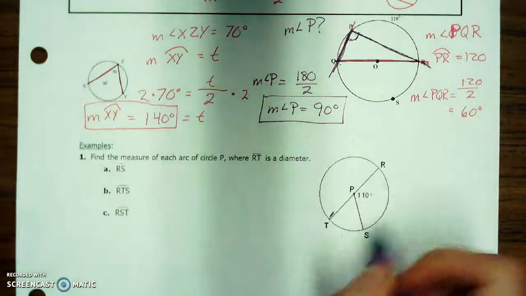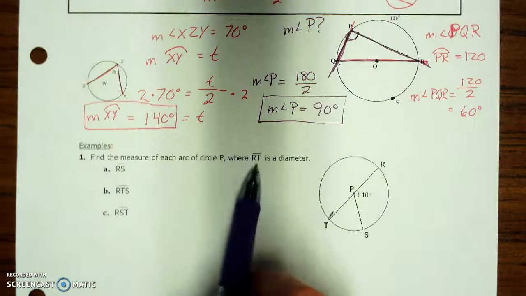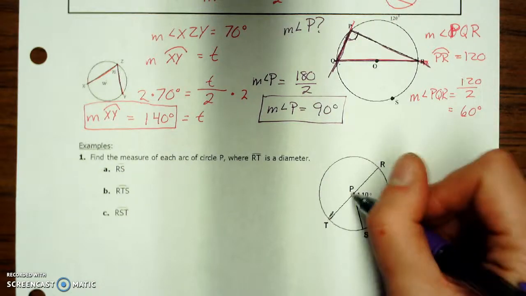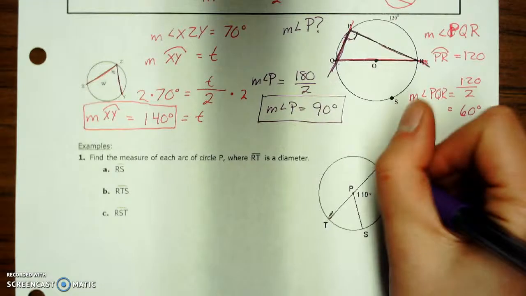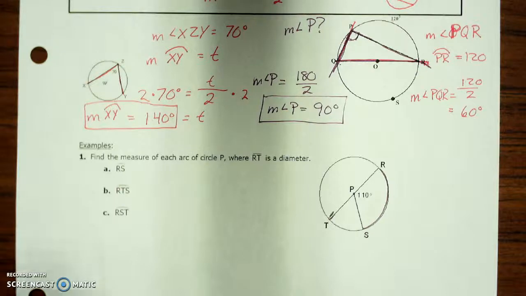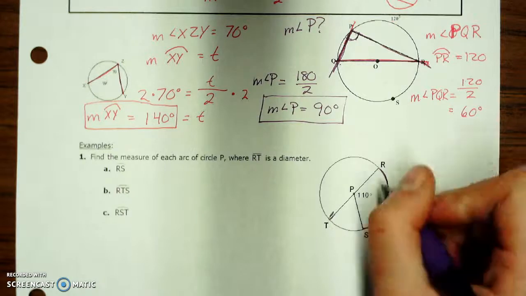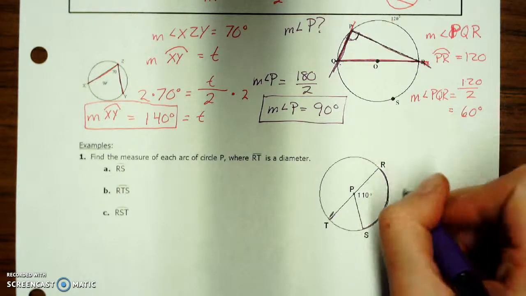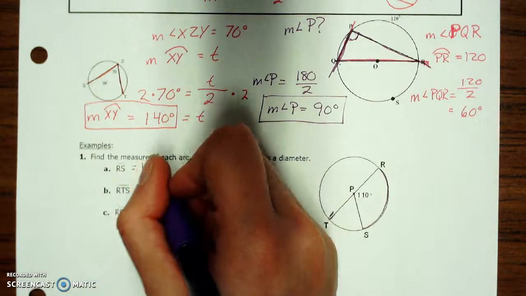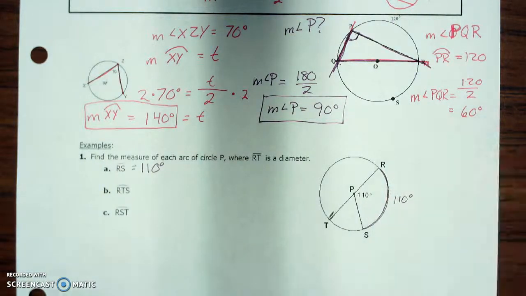This is our circle, and here we're asked to find the measure of each arc on the circle with RT as our diameter. So this is our diameter. We know that RPS is 110 degrees, and it wants us to tell what the arc RS is. This is a central angle, and we saw above that a central angle is equal to the measure of the arc. So that means that RS has to be the same as the central angle, 110 degrees. So this ends up being 110 degrees.